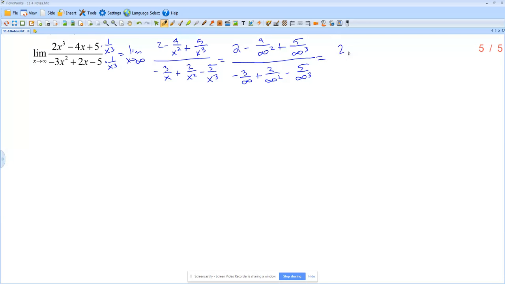Now, this is 2 minus 0 plus 0 over 0 plus 0 minus 0. So you can see here that you're getting 2 over 0, which is undefined. That means that the limit does not exist.